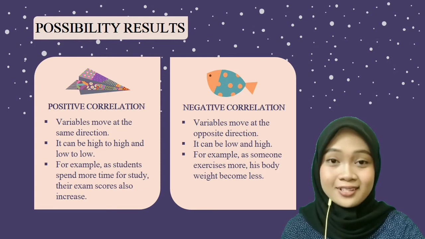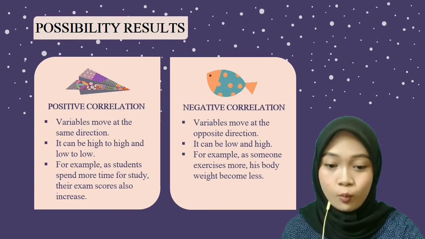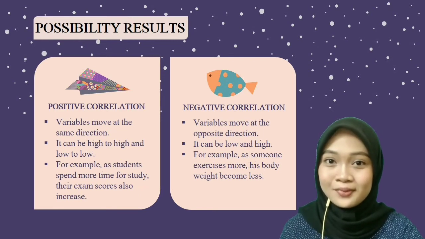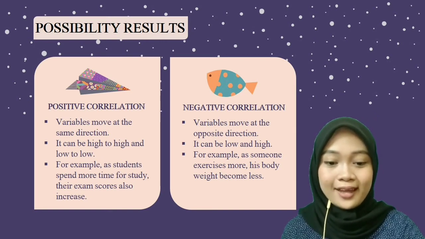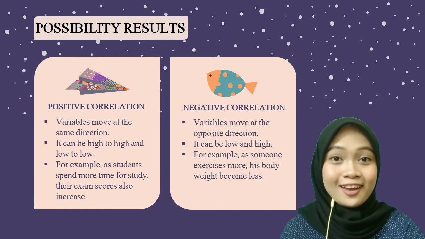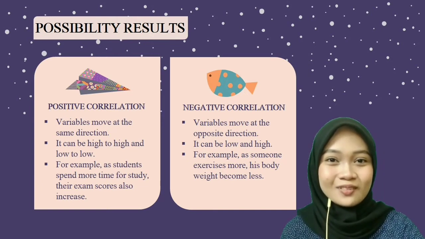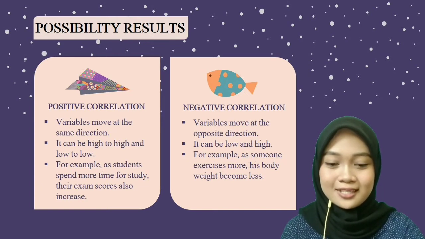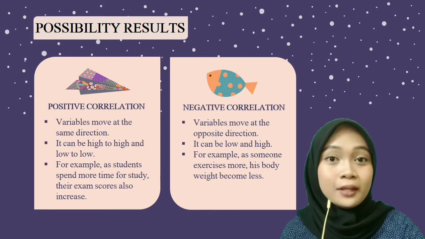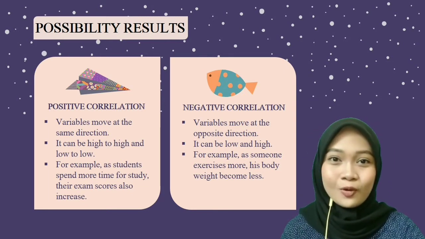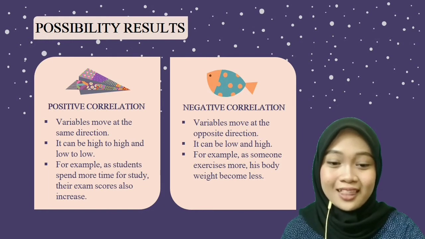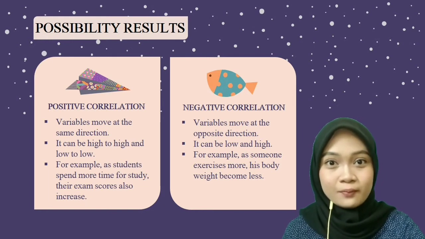As someone exercises more, his body weight becomes less. The first variable is as someone exercises more, it increases, right? And the second variable is his body weight becomes less. It is a decrease. So this one shows that this is negative correlation.